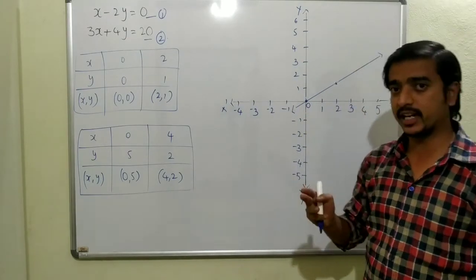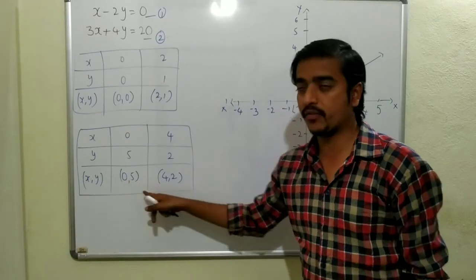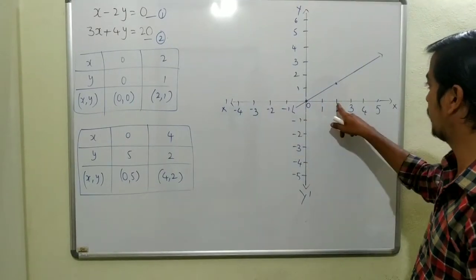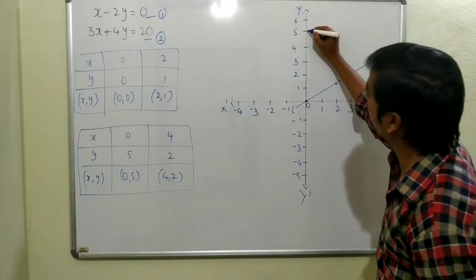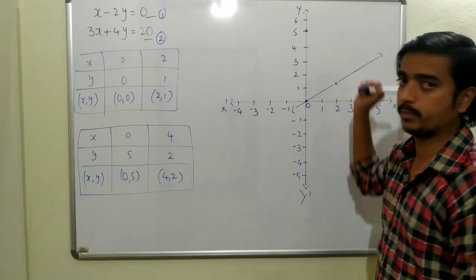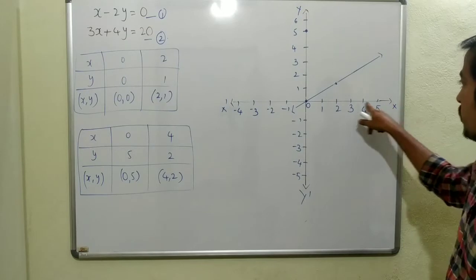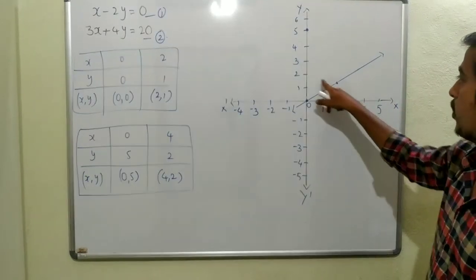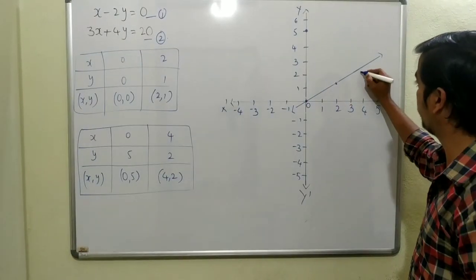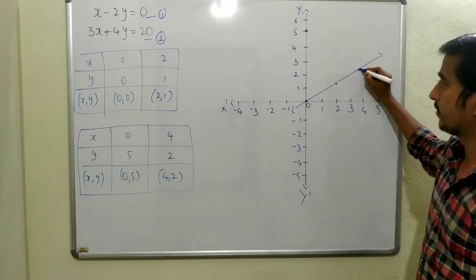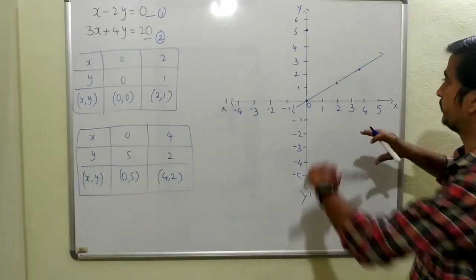Next, plot the second line. The 0 comma 5. The x coordinate is 0 and the y coordinate is 5. So at this point they will meet. Perfect. Next, the second point is 4 comma 2. The x coordinate is 4 and the y coordinate is 2. So at this point they will meet. So join them.